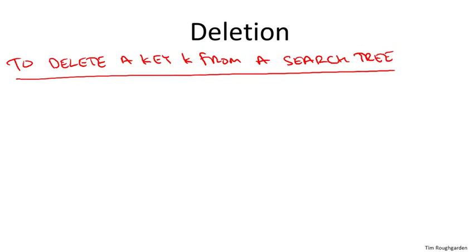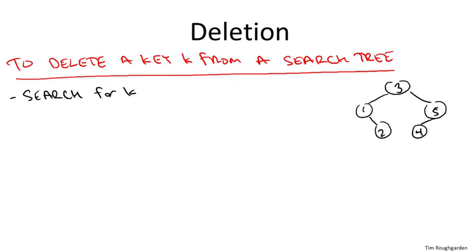All right, so for starters, maybe we're trying to delete the key 2 from our running example search tree. The first thing we need to do is figure out where it is. There are 3 possibilities for the number of children that a node in a search tree might have. It might have 0 children, it might have 1 child, it might have 2 children. Corresponding to those 3 cases, the deletion pseudocode will also have 3 cases.